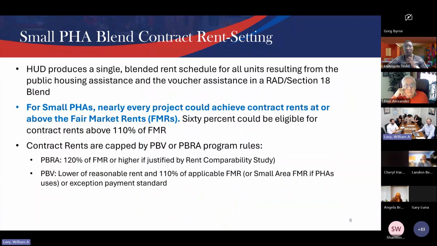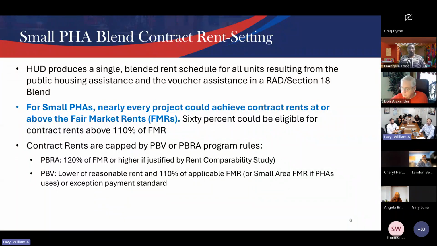When we do a small PHA blend, HUD produces a single blended rent schedule for all units resulting from the combination of the public housing assistance that's converting and the voucher assistance. For small PHAs, what this ends up meaning is nearly every project could achieve contract rents at or above the FMRs.